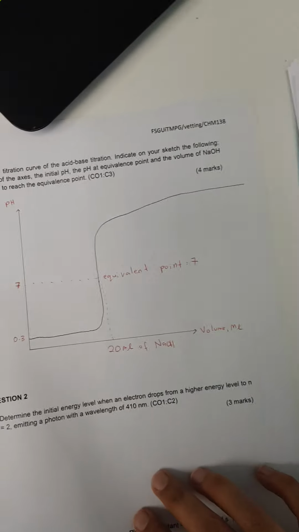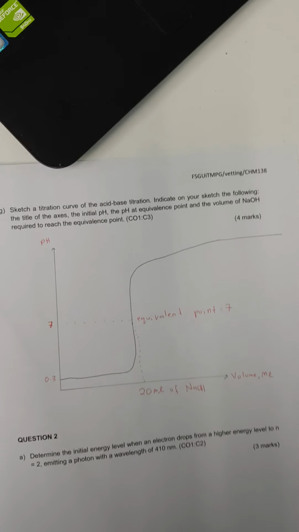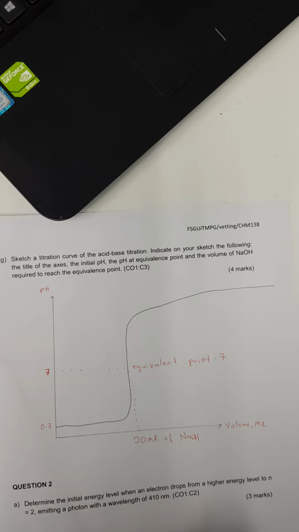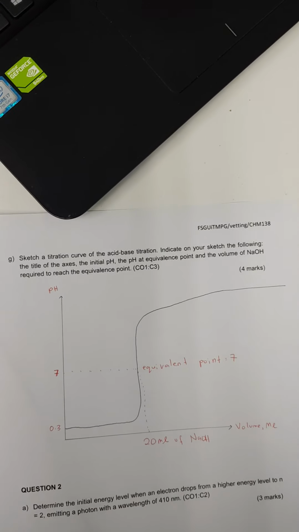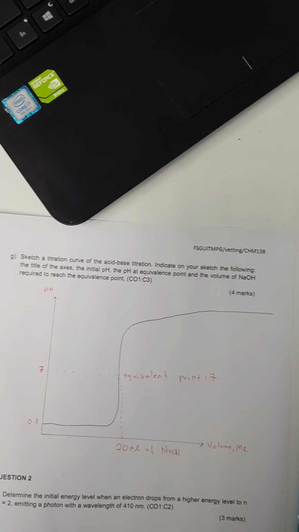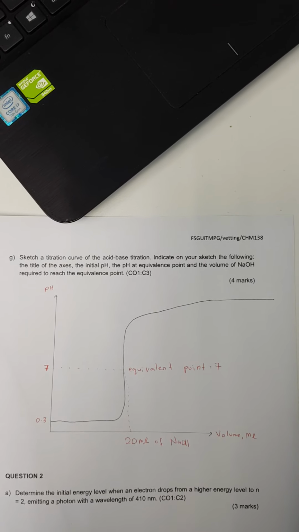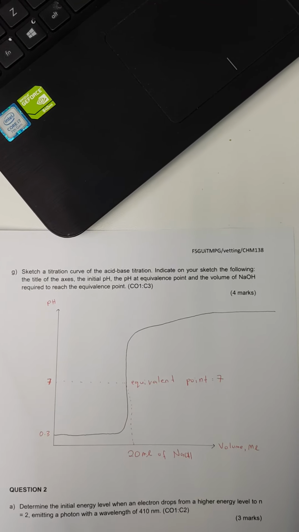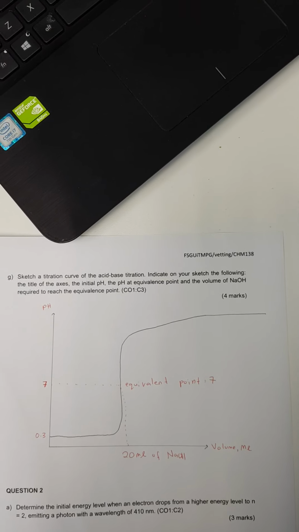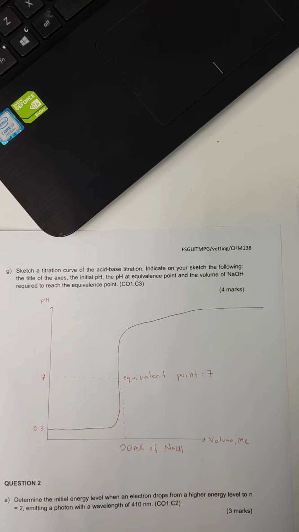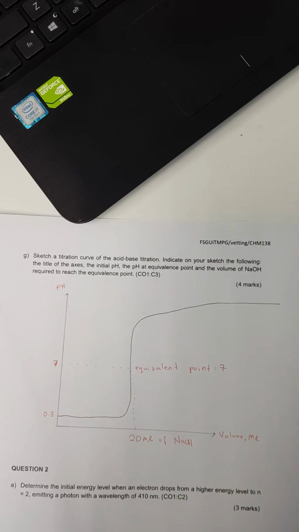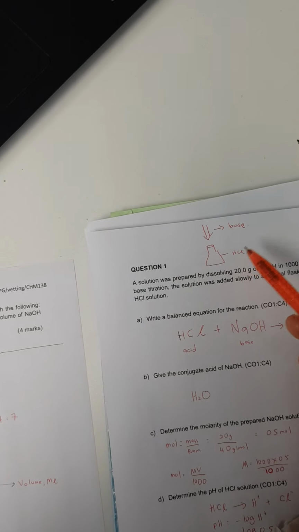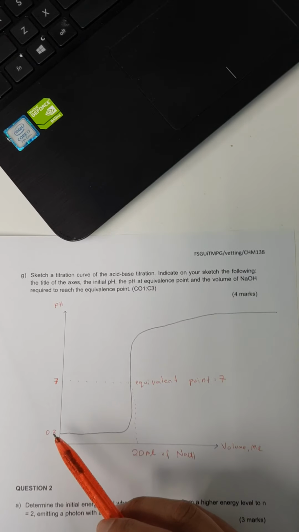Okay, see the next question. For the titration curve, a total of 4 marks. The question asks you to indicate on your sketch the following, including the axes: initial pH, pH at the equivalence point, and the volume of sodium hydroxide needed to reach the equivalence point. Now you need to understand: inside your conical flask is your acid, inside your burette is base. So it will start at the lower pH.